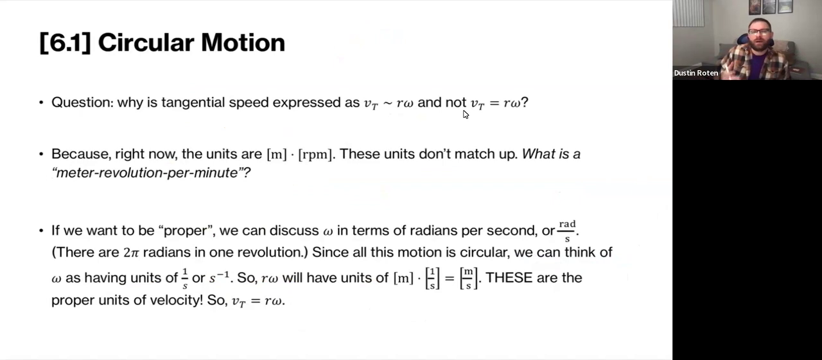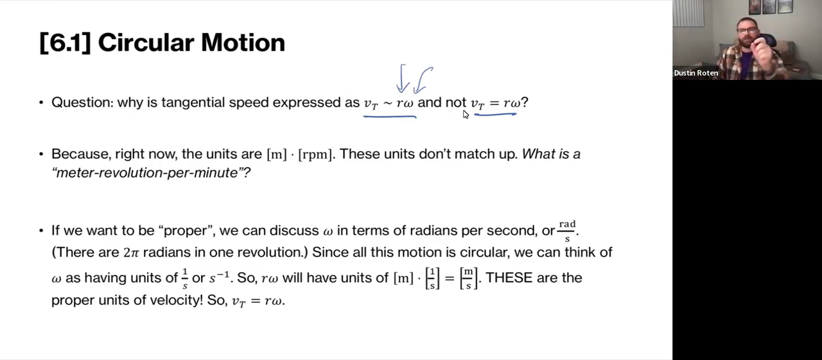Why did we write out the tangential speed as a proportion and not just straight up equal signs? And this is important. Right now, if you think about what we just did, we said that the tangential velocity is proportional to the radius, or how far away an object is from its axis of rotation. And it's also proportional to its angular velocity, so how fast it's sweeping out the angle.